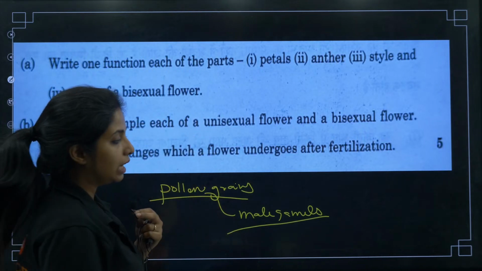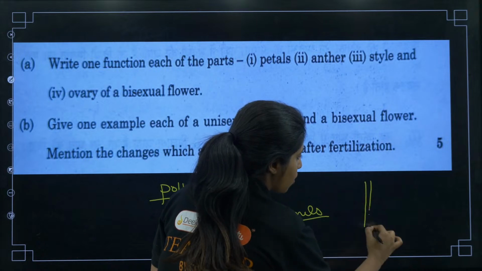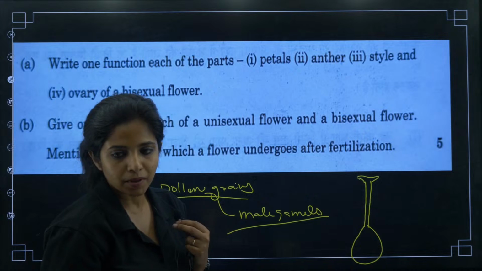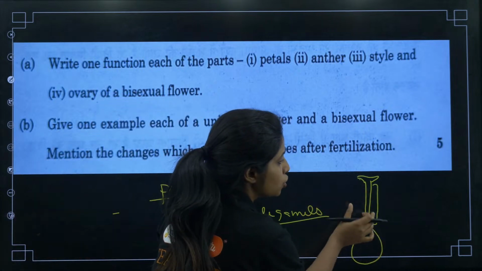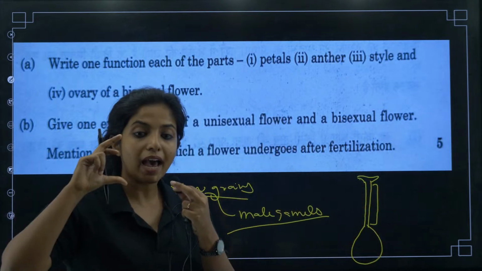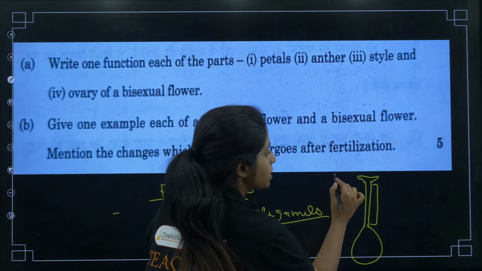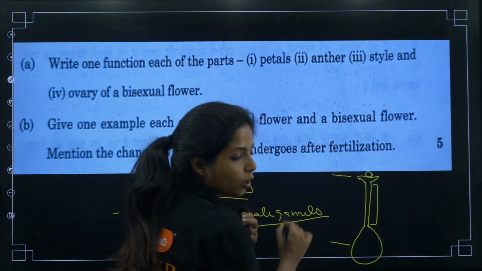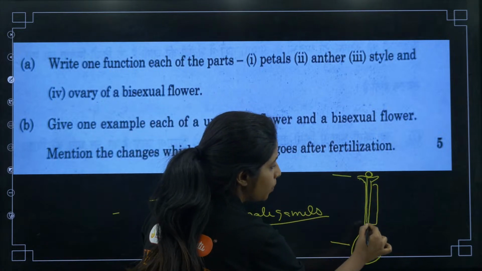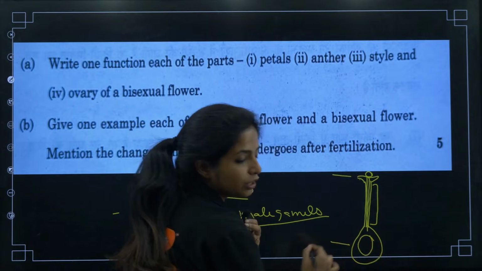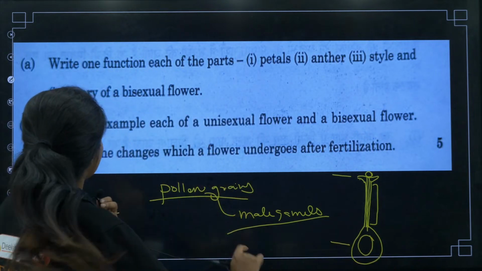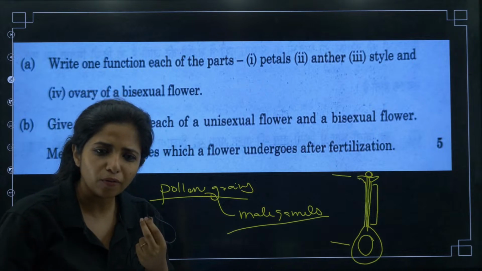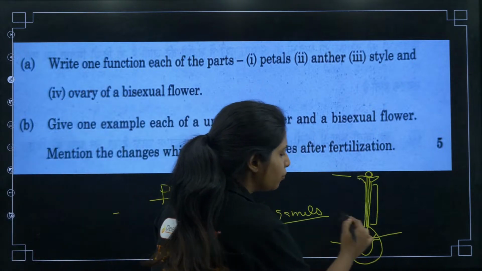What is the function of style? Now style is something which looks like this. On the top we have a stigma, and then we have the ovary over here. So style is a stalk-like structure which helps as a connecting point between the stigma and the ovary. And through this, if the pollen comes, it can form the pollen tube and go ahead to meet the ovule. Fine. Now ovary of a bisexual flower. What is the use of the ovary? Ovary would have ovules. And what is the ovule going to have?